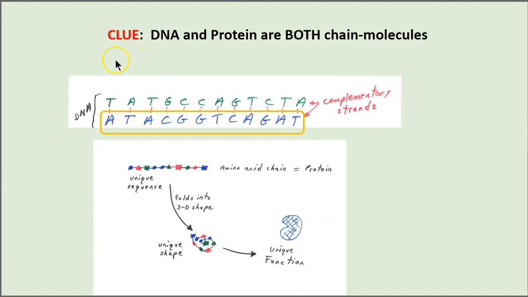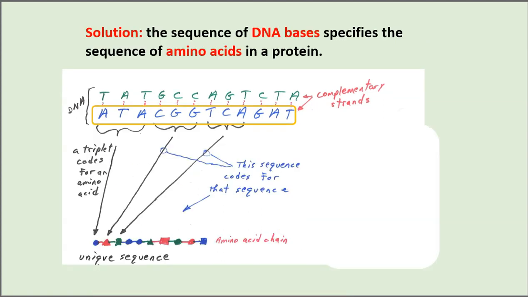So, when scientists first started to understand the structure of DNA and the structure of proteins, they were led to this idea that since DNA and proteins are both chain molecules, then maybe the sequence of DNA bases specifies the sequence of amino acids in a protein.